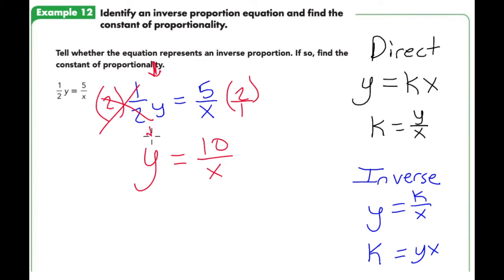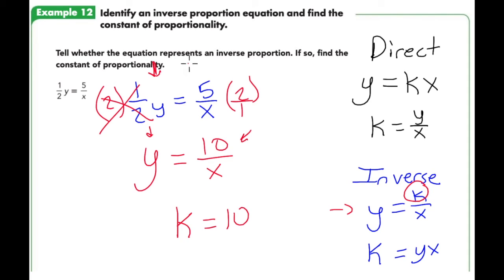Now that I have y isolated, I'm going to look for the equation that shows y isolated, and y equals a constant over x is what we're looking for. In this case, we have y equals 10 over x, which means that our constant is 10.